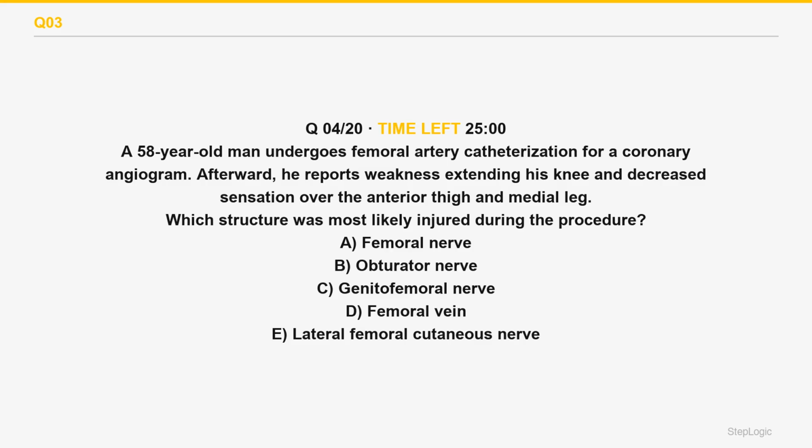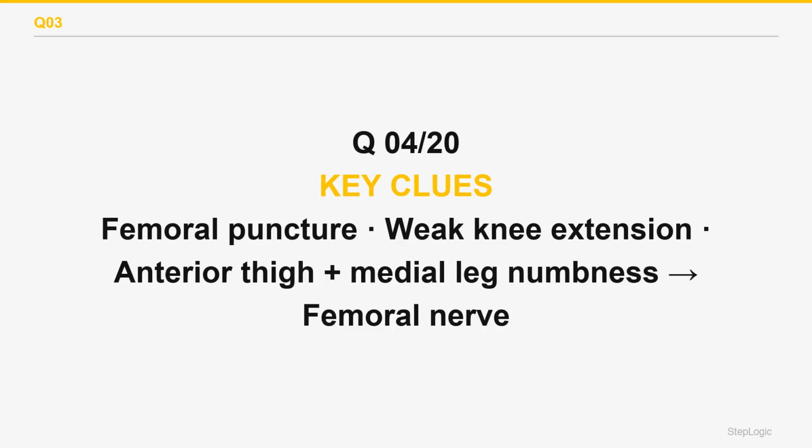Read the command: which structure was injured? Femoral catheterization, weak knee extension, sensory loss over anterior thigh and medial leg: femoral nerve territory. Remember the mnemonic for the femoral triangle, lateral to medial: navel, nerve, artery, vein, empty space, lymphatics. The femoral nerve lies just lateral to the femoral artery.